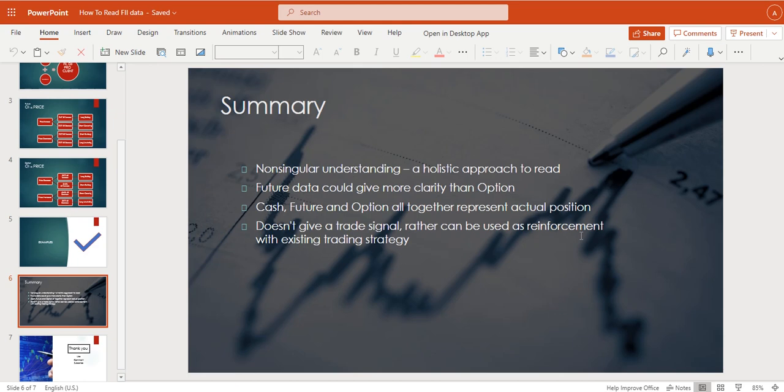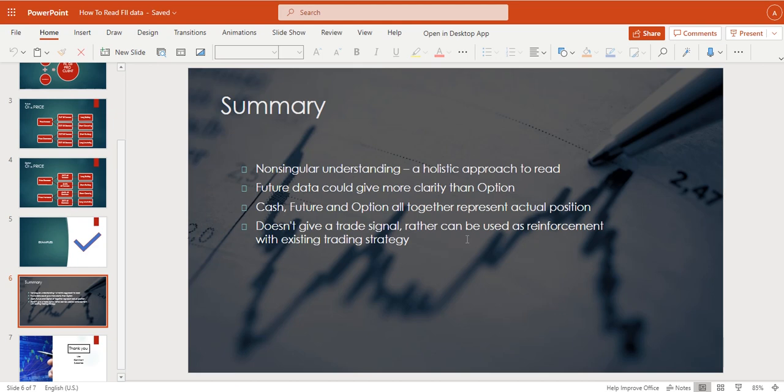We need to look into the relative changes as well: what are the changes from yesterday or last week or last month till today or this week, this month. Based on the changes we can understand which side they are moving, what their bias is moving towards. Futures data is much more straightforward and linear. The data reading does not give you direct trade signals, but this overall data will give you an overall picture and it will reinforce your existing strategy.